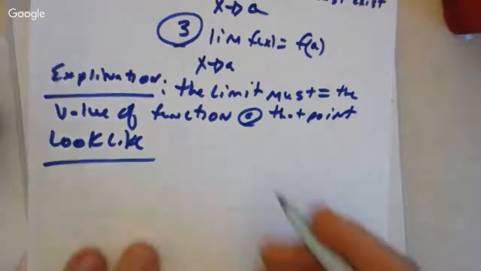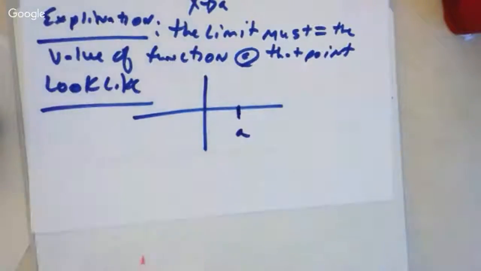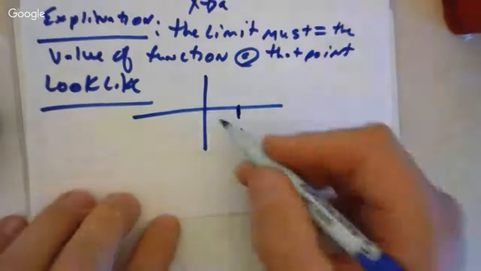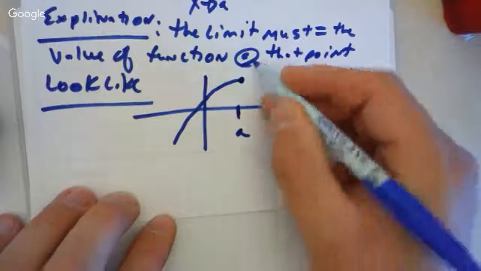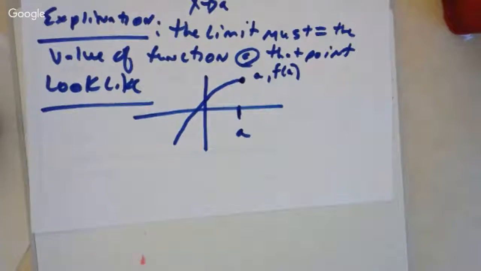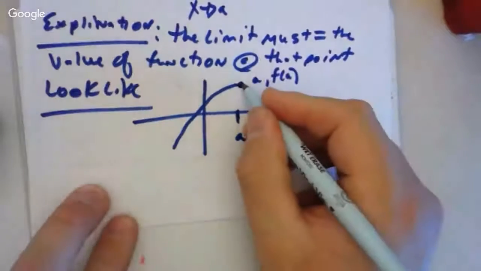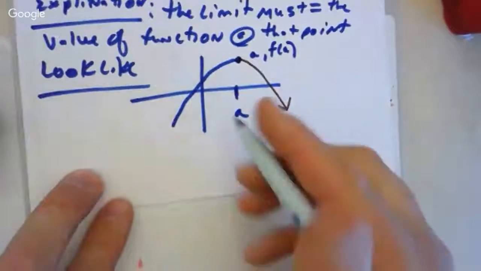So what's this look like? A continuous function. So let's draw this point A that we're interested in. And let's call that point right there A, comma, f of A. Here we go. A, comma, f of A.